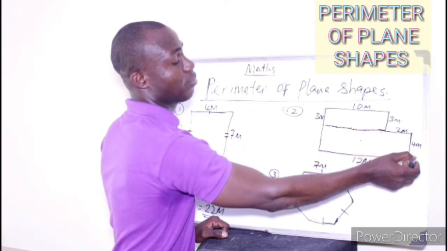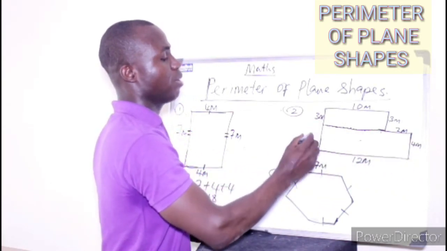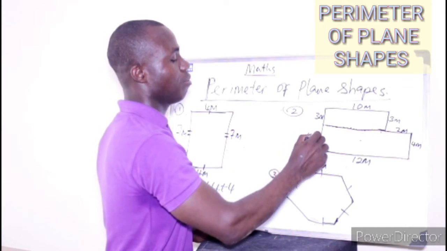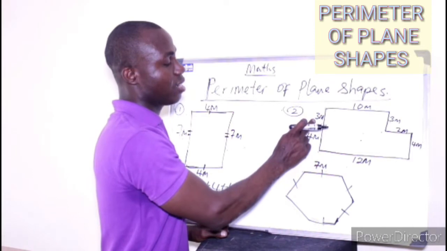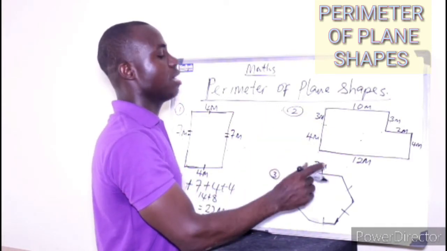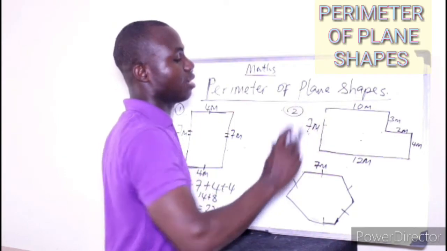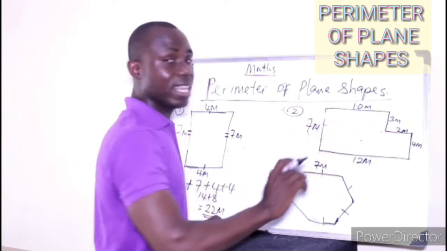Now from here to here is 4 meter. If from here to here is 4 meter, from here to here is also 4 meter. I will also write 4 meter. To get the final length of this side, I add 3 plus 4. 3 plus 4 is what? 7. That's 7 meter. So to get the perimeter now, I will add all the lengths.